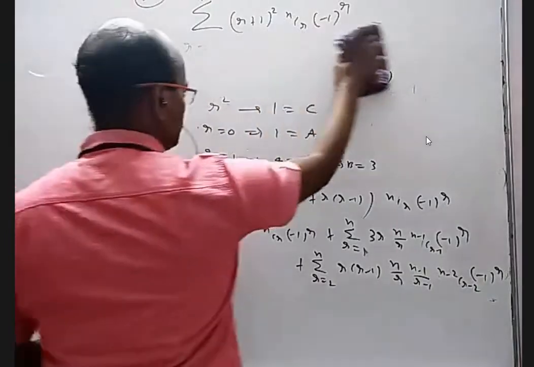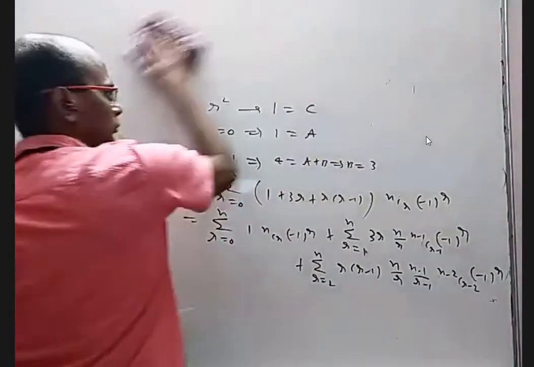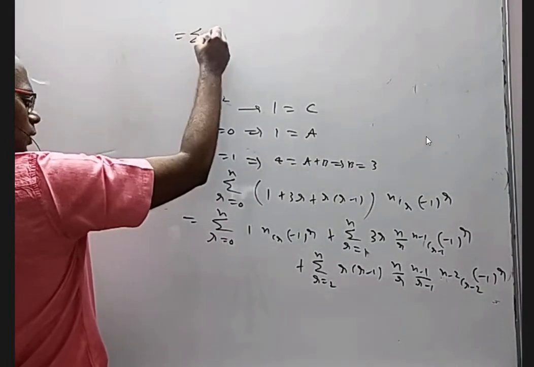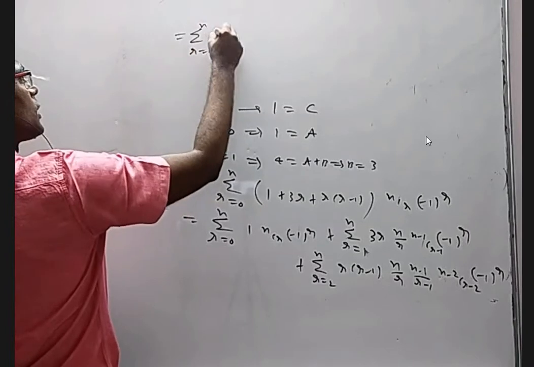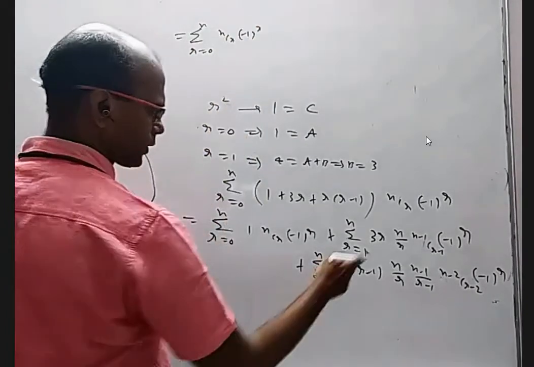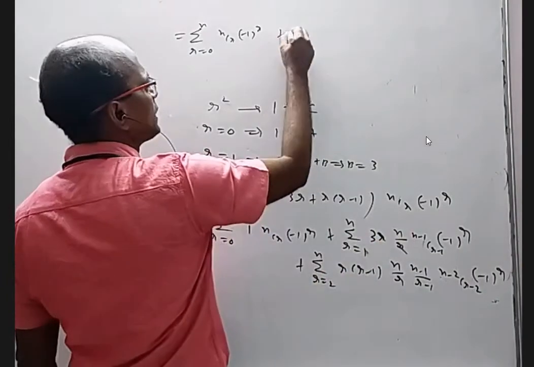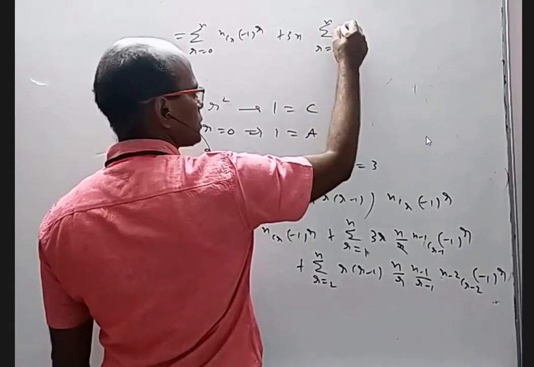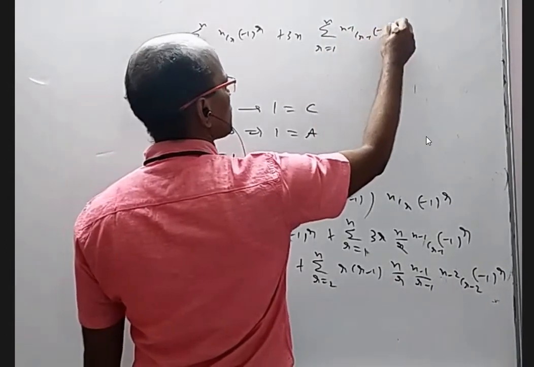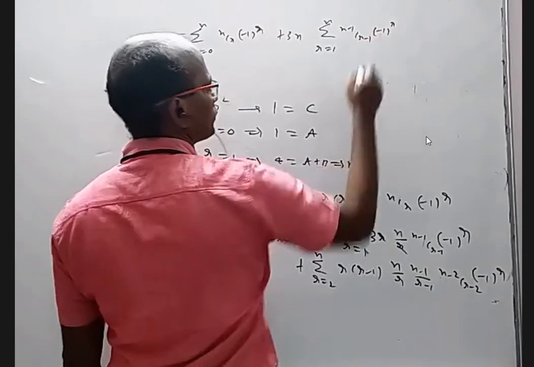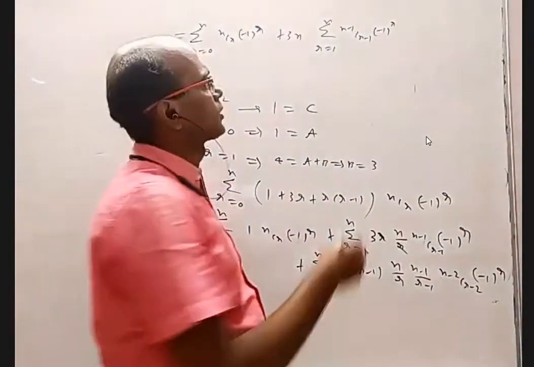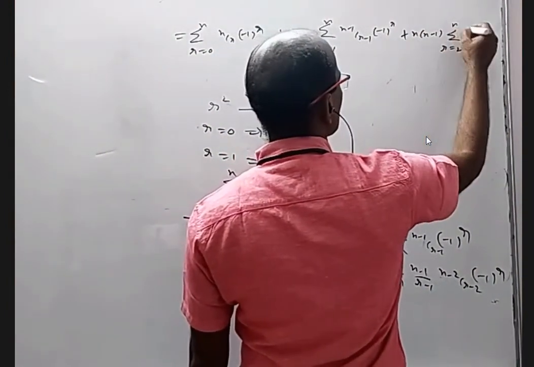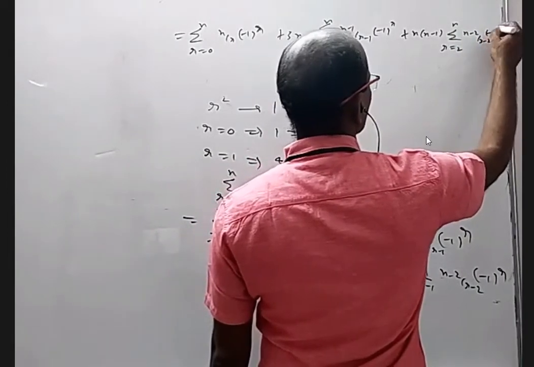I'm erasing the first two lines here. Okay, now this first one is sigma r equal to 0 to n NCR minus 1 whole power r. The second one, r will cancel, n will come out: 3n times sigma r equal to 1 to n, n minus 1 C r minus 1 whole power r. Third one, r will cancel, r minus 1 will cancel. I'll get n into n minus 1 into sigma r equal to 2 to n, n minus 2 C r minus 2 minus 1 whole power r.